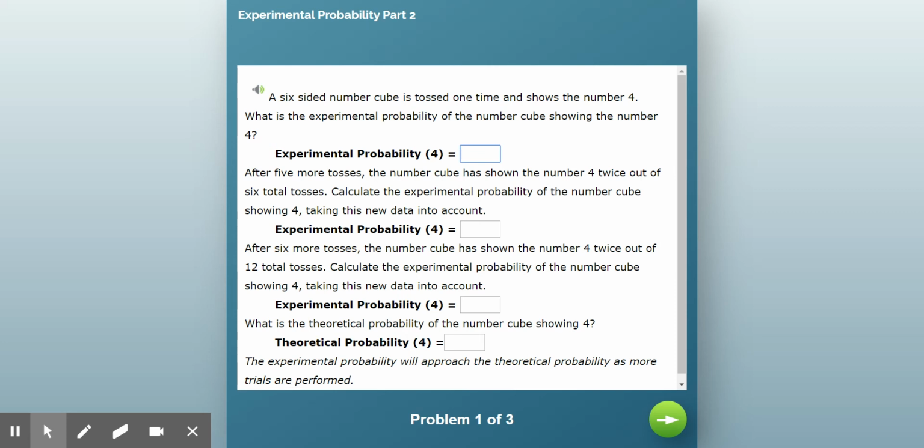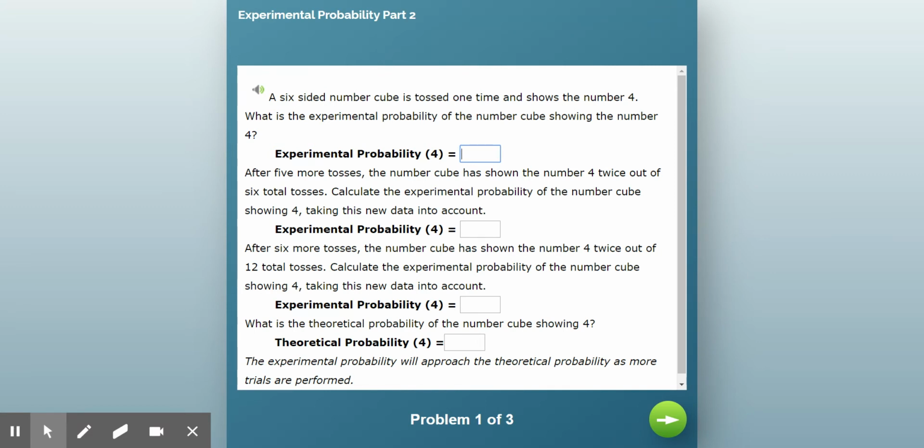Okay, so we're going to finish up experimental probability today. And today we're going to do some word problems and we're going to compare both experimental and theoretical. So we're going to read through these problems. I'm going to talk you through how to solve them and then you'll try on your own.